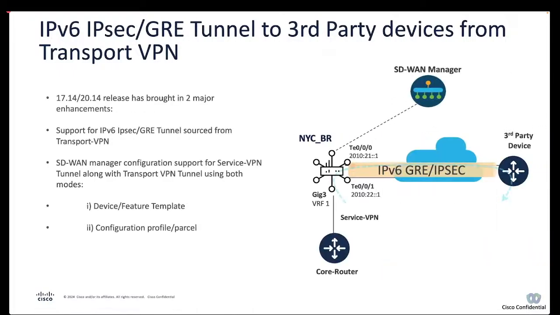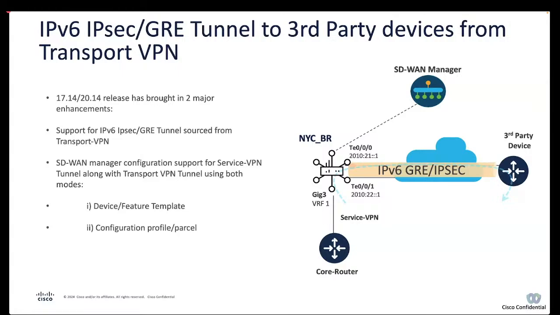All right, so the next feature we have under the services and infra side is IPv6 IPsec GRE tunnel to third-party devices from the transport VPN. As you all might know, with the earlier release, 20.12, we added the support for IPv6 based GRE or IPsec tunnels from the Cisco IOS XE Catalyst SD-WAN device to third-party devices over the service VPN. That allowed you to configure the IPv6 GRE or IPsec tunnel over an IPv4 or IPv6 underlay. And there was some limitation, that we were using the CLI based template only to configure this feature, right?